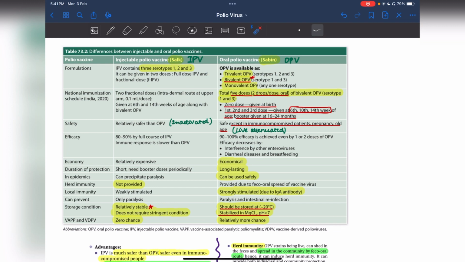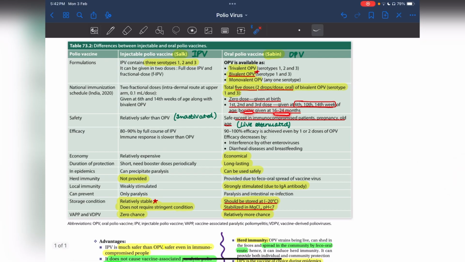How are the doses given in the national immunization schedule? For IPV, there are two fractional doses given intradermally at the upper arm, 0.1 ml per dose, because fractional IPV is given intradermally. That is why less dose is given, 0.1 ml in the upper arm, at the 6th and 14th weeks of age. While 5 doses of bivalent OPV, types 1 and 3, are given, 2 drops per dose. 0 dose at birth, first, second, and third doses at 6th, 10th, and 14th week, and a booster at 16 to 24 months.